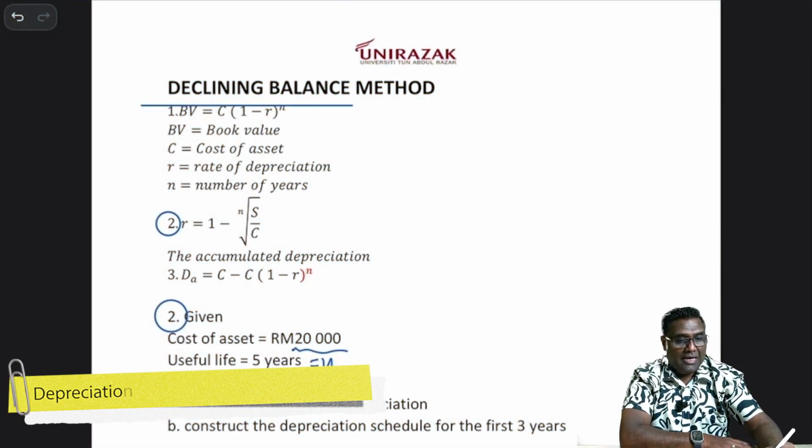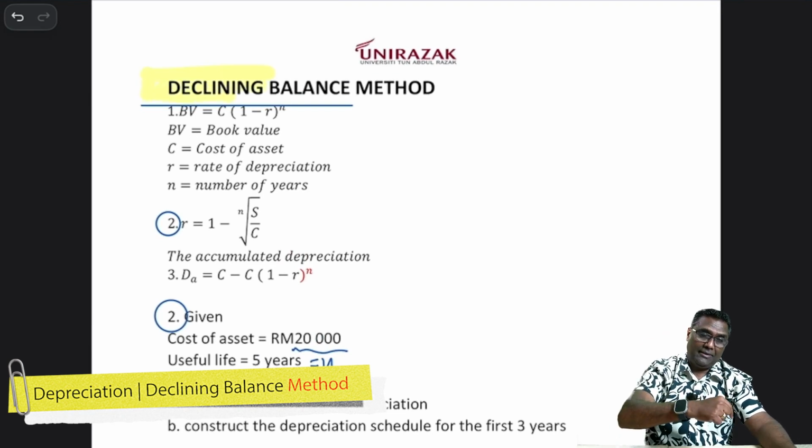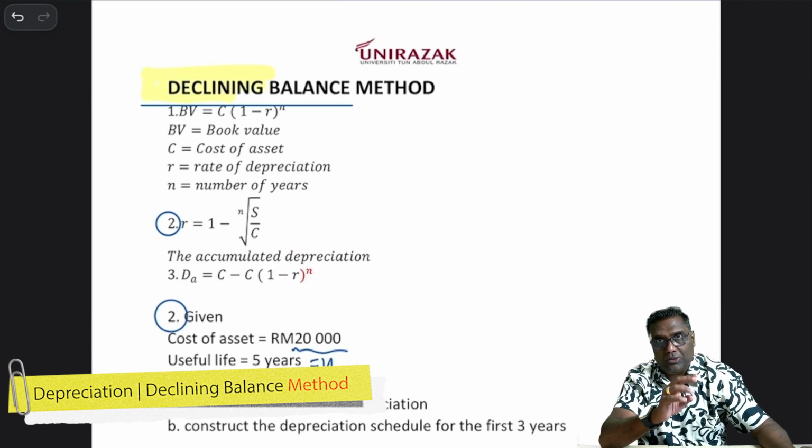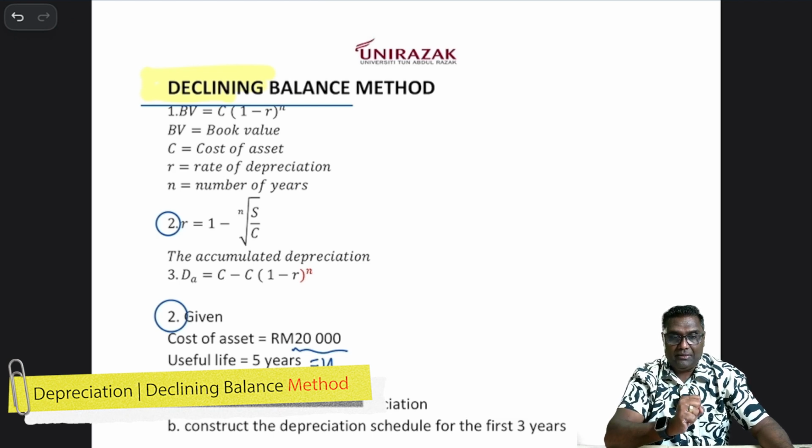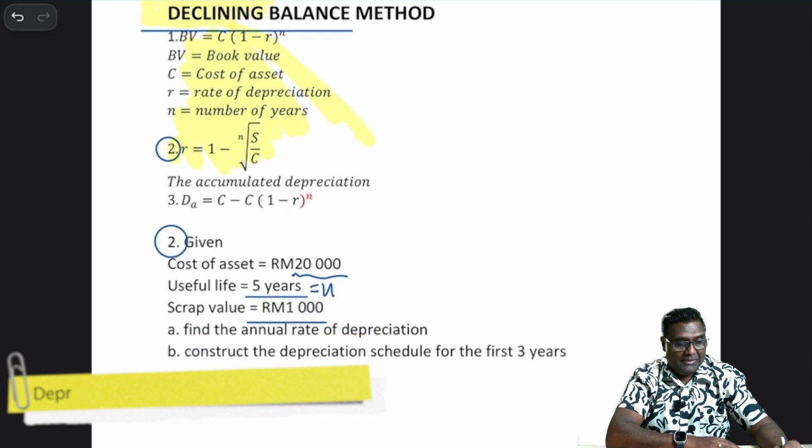Okay students, now we are looking at the declining balance method. Just now was straight line. What is declining? Declining is another word for the reducing balance method. Now the formulas are here. Sometimes, given a formula, we don't know how to use it unless we have an example. So let me start off with the example.